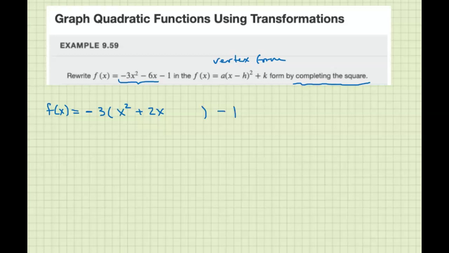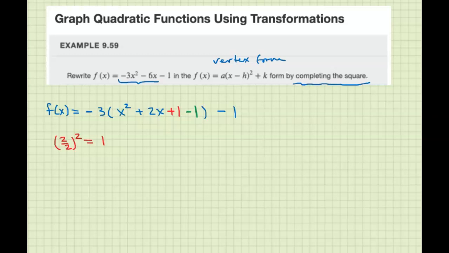So completing the square, you look at this b value, divide it by 2, and square it. That's going to give you the number that you put in there. So this is going to give you a 1, so you're going to add a 1. But then you have to subtract the 1 straight away because you don't want to change the equation. You just want to rewrite it.